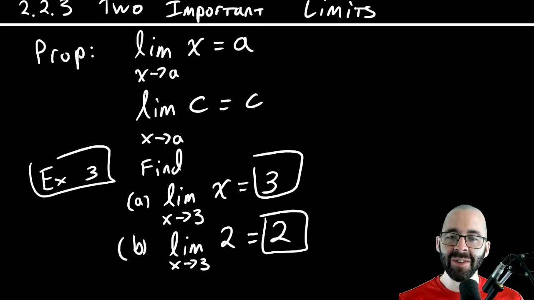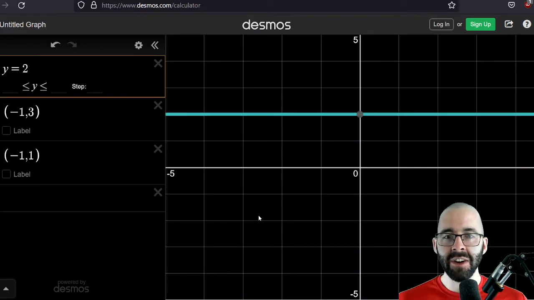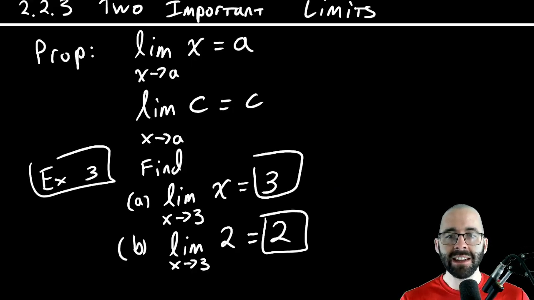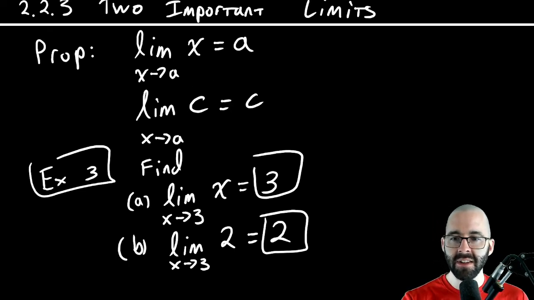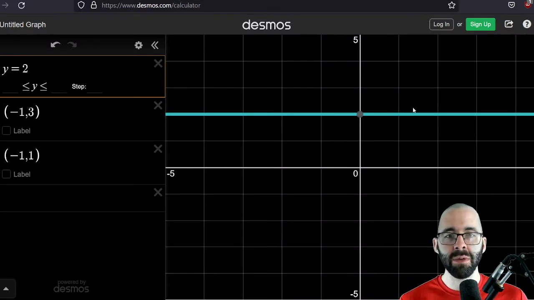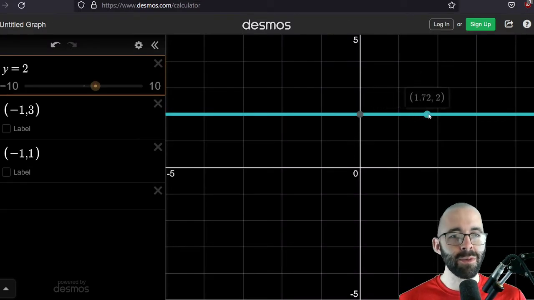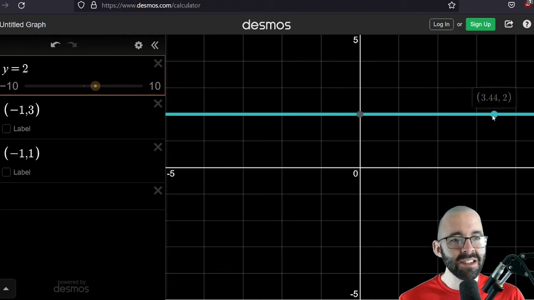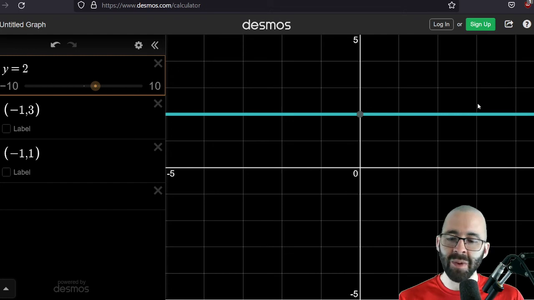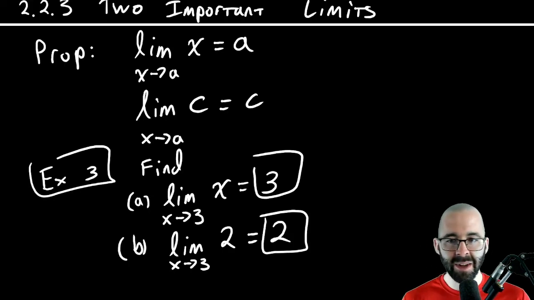Oh no. So again, we can see this graphically. Let's look at the function 2. We're looking at the limit of these functions, either the identity function or the constant function. Well, as x is approaching 3, as x gets really close to 3, what is the y value doing? Well, as x gets really close to 3, the y value doesn't care. The y value is not changing. The y value is always going to be 2 from the left and from the right. We get close to 3, y value is 2. That's where that limit comes from.